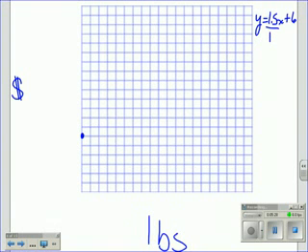And then 1.5 is the same as 1.5 over 1. So for every $1.50 that we go up, we go over. So for every pound is $1.50 more. So $1.50 over 1, $1.50 over 1. We can simply see that it is also a positive correlation.